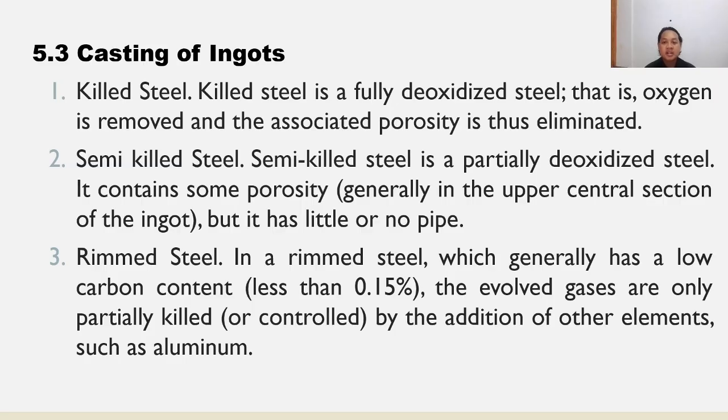Semi-killed steel is a partially deoxidized steel. It contains some porosity, but it has little or no pipe. And then the rimmed steel. In a rimmed steel, which generally has a low carbon content, less than 0.15%, the evolved gases are only partially killed or controlled by addition of other elements such as aluminum.